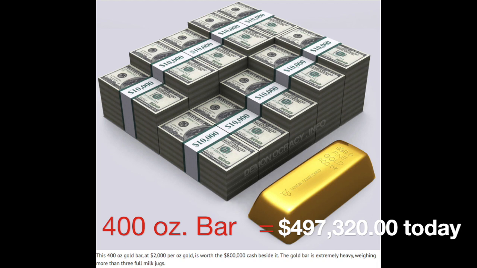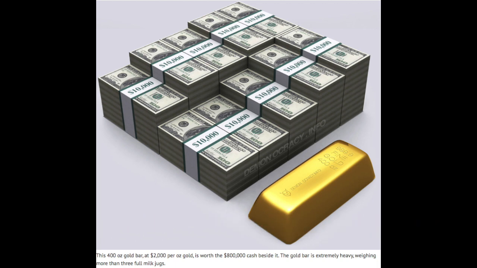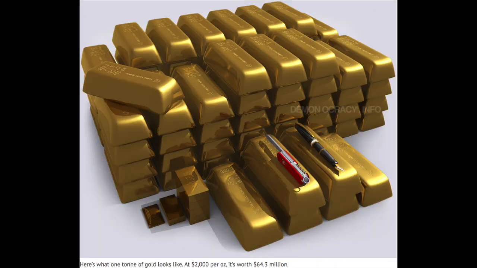Now at $2,000 an ounce, that bar would be worth $800,000. That's the cash next to it. So at just 2 grand an ounce, it would take 800 grand in cash to purchase a bar like that. The gold bar is extremely heavy, weighing more than 3 full milk jugs. Yes, about 25 pounds, 24 pounds, something like that. It's quite heavy.